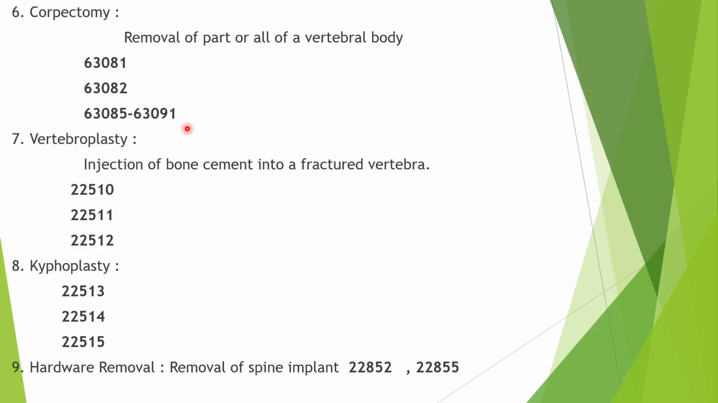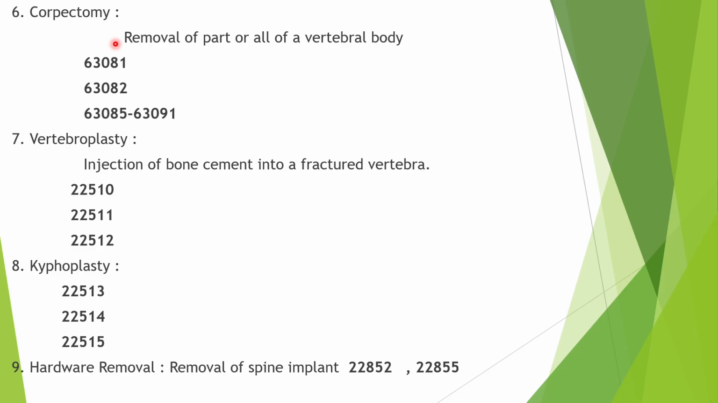Why is the procedure done? When there is a large disc herniation behind the vertebral body, or spinal cord compression, or myelopathy, or spinal tumors, etc. So this corpectomy is done for spinal cord compression, spinal tumor, vertebral fractures, etc.